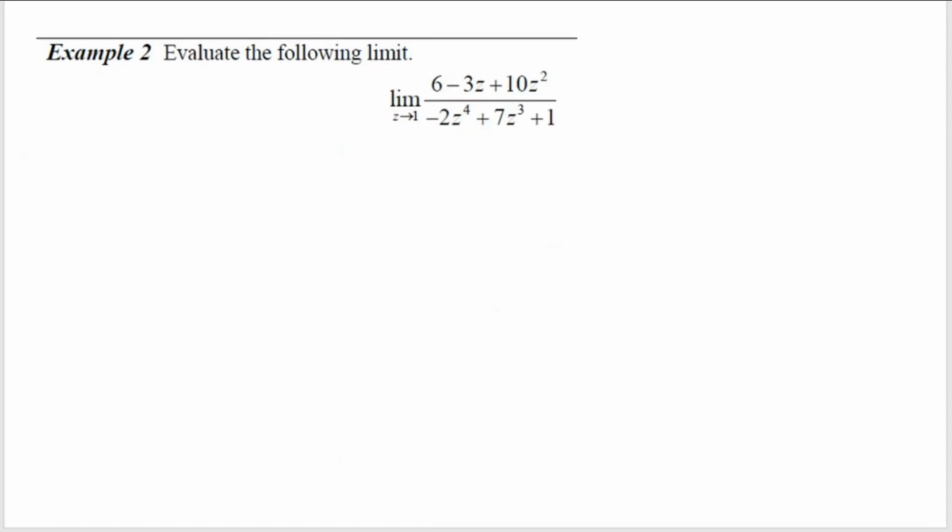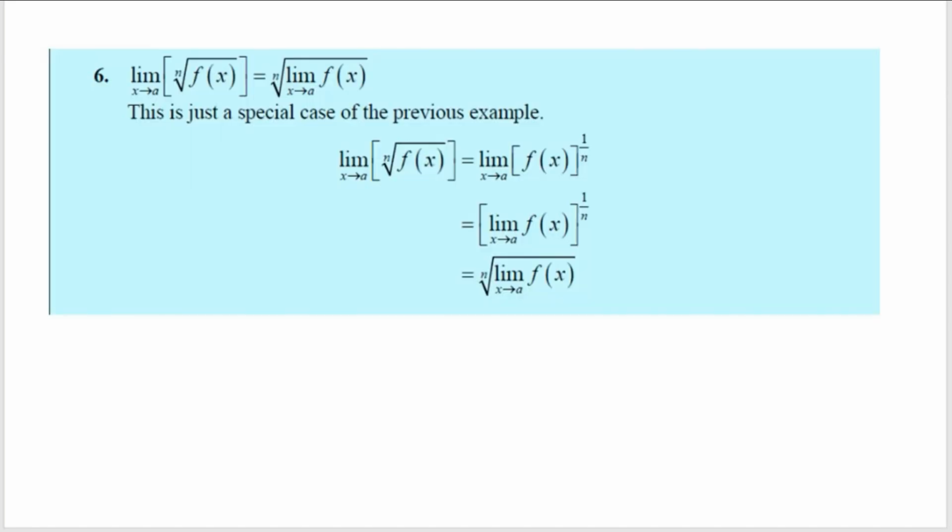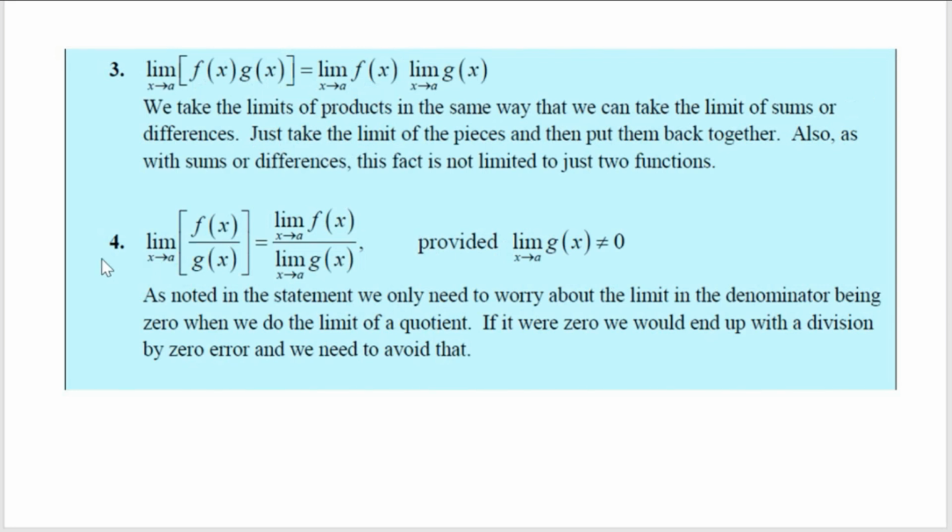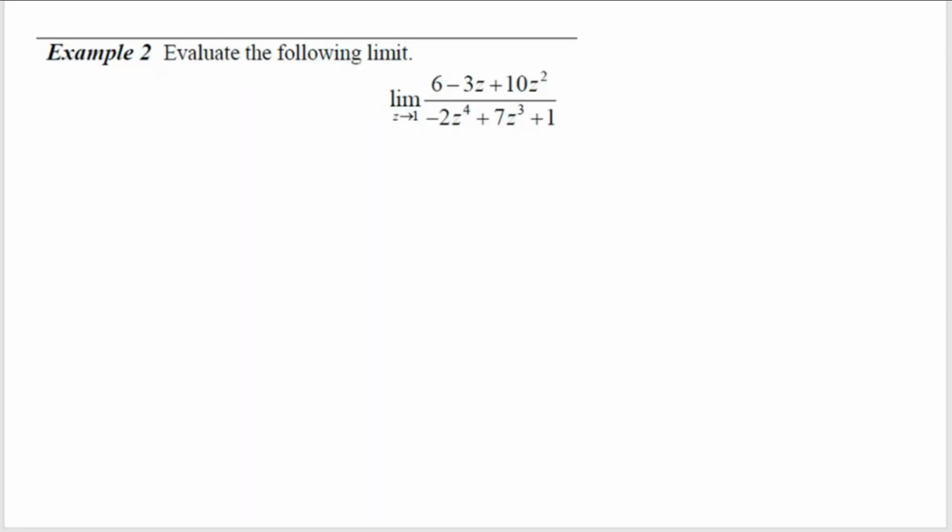Now let's move to the other example. So we are asked to evaluate the following limit. The limit of 6 minus 3z plus 10z squared all over negative 2z raised to 4 plus 7z to the power of 3 plus 1. So we are using here the quotient rule. Okay, we are trying to use the property number 4. So we can write here now.